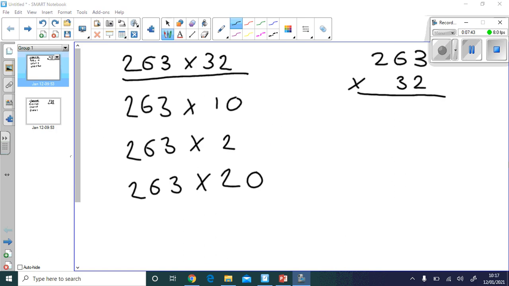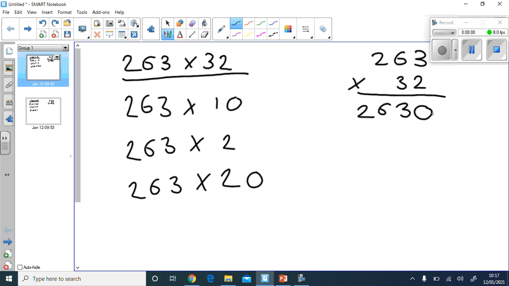Okay, then Year 5, let's have a look at our answers. So here you can see on the left-hand side, I've partitioned it into 3 different numbers. I've done 263 times 10, times by 2, times by 20. So let's give this a go. So 263 times by 10, we know we can just add the 0 on the end. So it's 2,630.